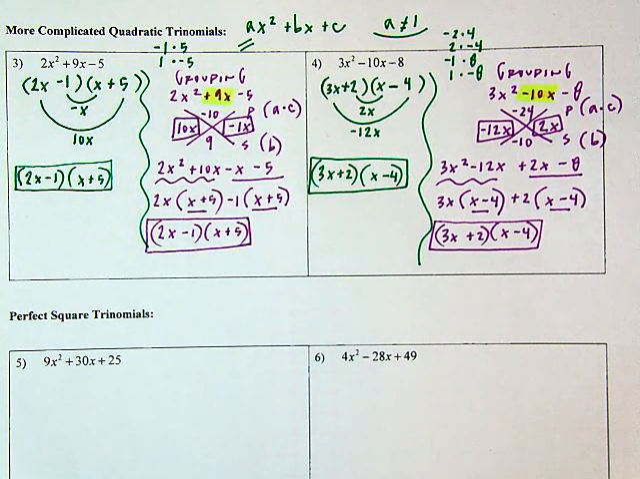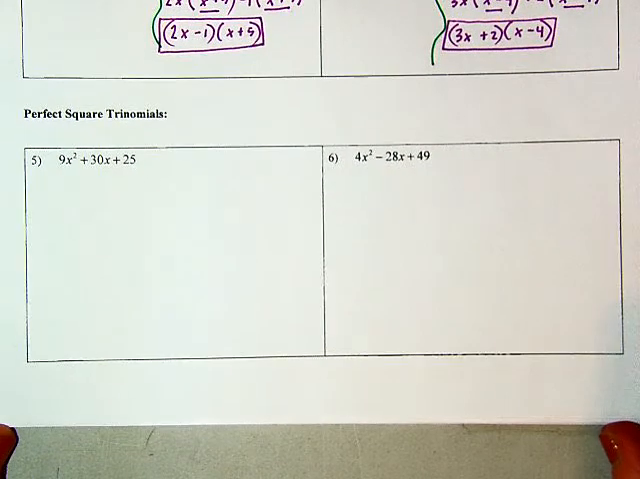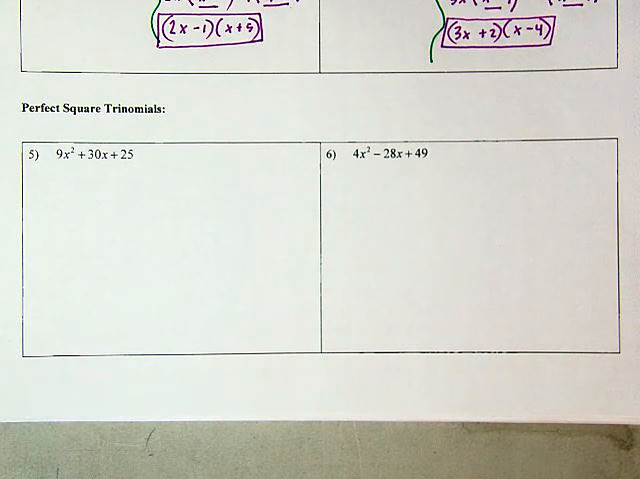So again, it really doesn't matter to me. I'm just looking for, can you factor? I don't care what method you use. So whatever makes most sense to you is perfectly fine. All right, last type. So a perfect square trinomial.